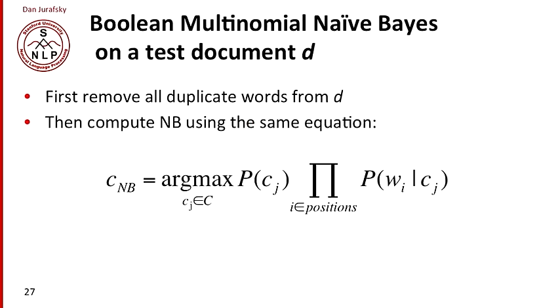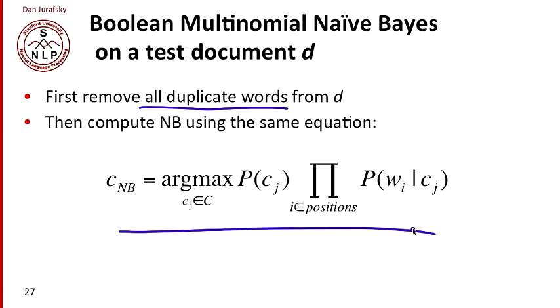The testing, when we're doing Boolean multinomial naive Bayes, we do the exact same thing. We remove from the test document all the duplicate words. So if a word occurs 5 times, we keep only 1 copy of it. And then we use the same naive Bayes equation we've been using before on this slightly reduced text document.